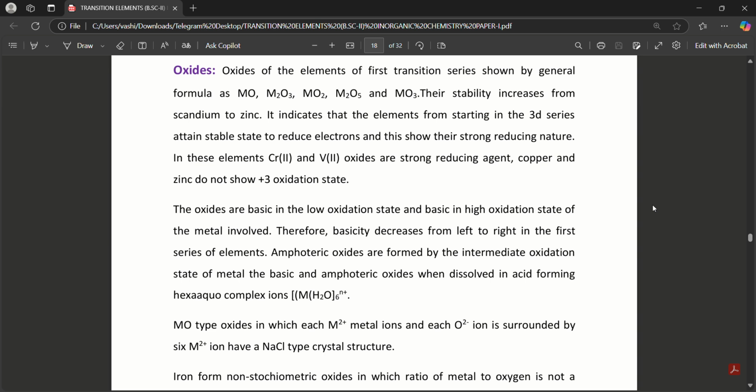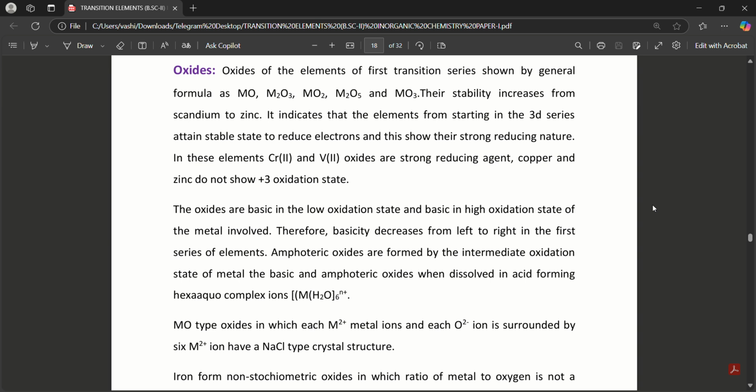Oxides. Oxides of the elements of the first transition series are shown by the general formulas MO, M2O3, MO2, M2O5, and MO3. Their stability increases from scandium to zinc. It indicates that the elements at the start of the 3d series attain a stable state due to reduced electrons, and this shows their strong reducing nature. In these elements, Cr2+ and V2+ oxides are strong reducing agents. Copper and zinc do not show +3 oxidation state.